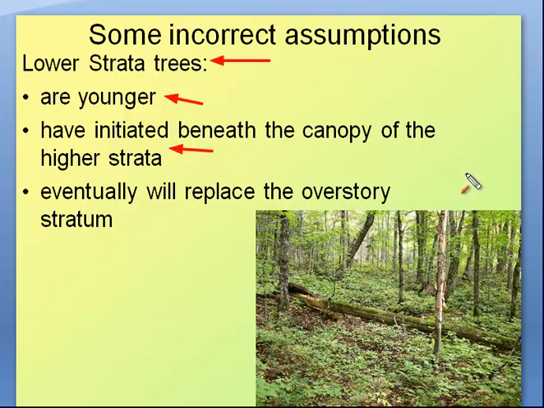And then the most common error is that the trees below will always replace the overstory. That may not be the case. It can happen, but evidence shows that it's not always the case that a tree in the lower strata will eventually become part of the upper strata. It is not that simple.